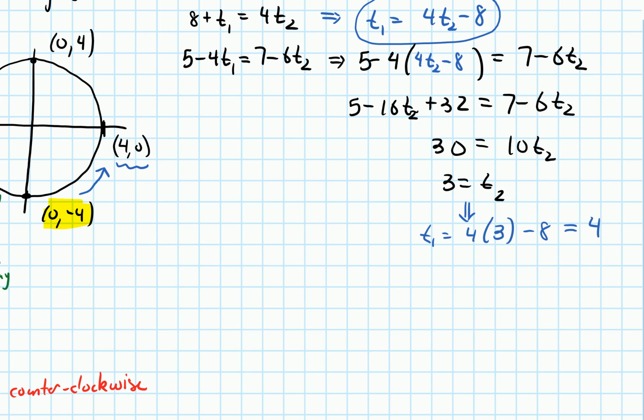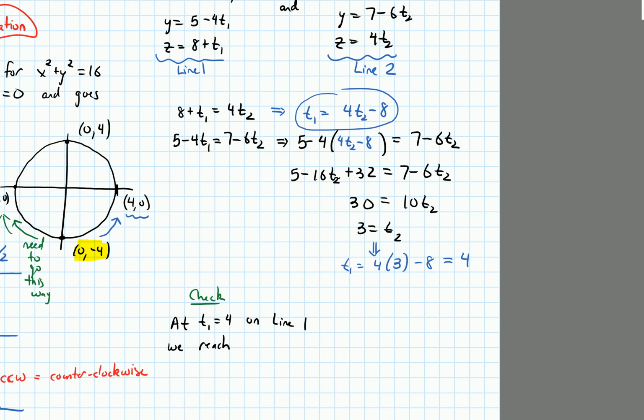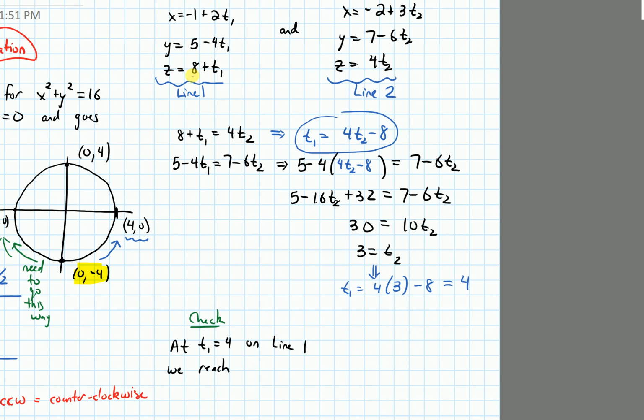That matches up with what we were seeing in the picture, that the times the particles reach the intersection might be different. All right, so now let's do a check where each line is at that time. At t1 equals 4 on line 1, let me zoom out a little bit to the top so I can see the equations for x, y, and z. If you plug 4 into this, the x coordinate is 7, y is negative 11, and z is 8 plus 4, which is 12.